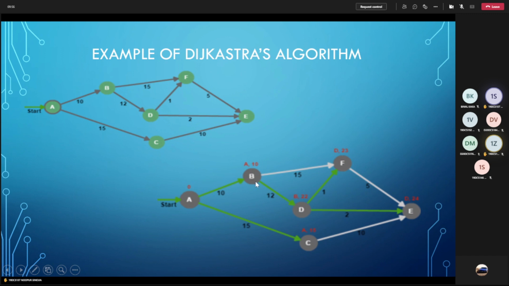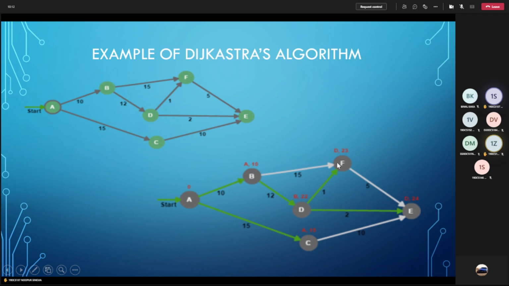So when we visit B, we'll find that from node A its distance is 10, and to C it will be 15. So we'll go with node B. From B, B has two neighbors, F and D.